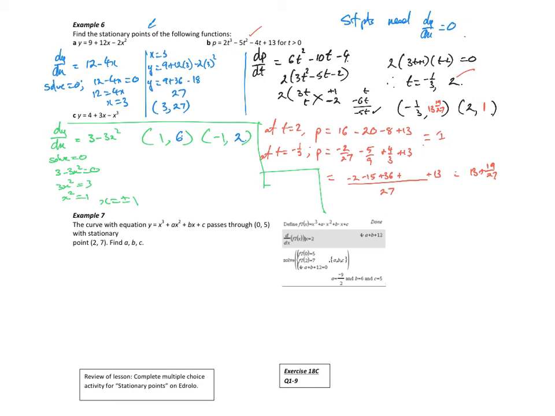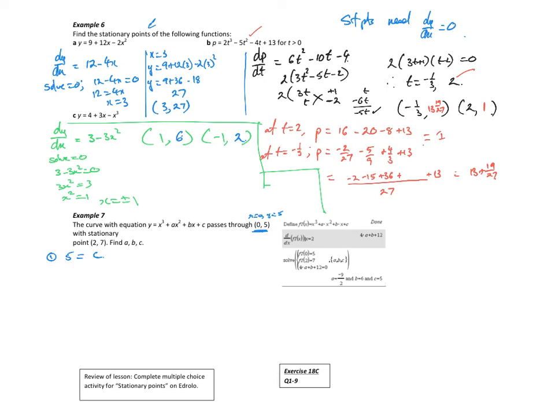All right, what's our last one? Our last one talks about the curve of the equation that passes through 0, 5 with stationary point 2, 7. Find A, B, and C. So what information? We've done a few of these find the equations before. Here's one piece of information. So at x equal to 0, y equals 5. So substitute that in. So equation 1, 5 is equal to, with x equal to 0, C. So that's a good start.